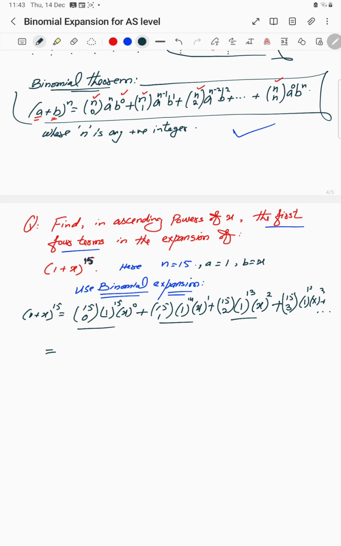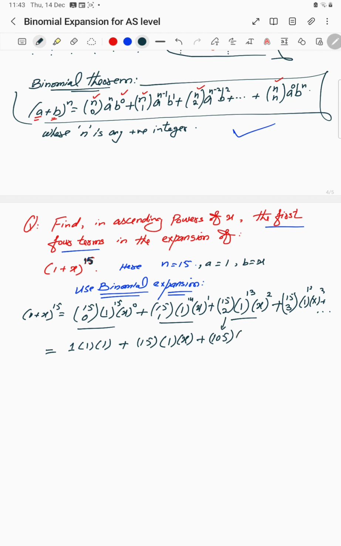So now with the help of the calculator, 15c0 will be 1, 1 power 15 is 1, x power 0 is 1. Similarly 15c1 is 15, 1 power 14 is 1, and x will be like this. 15c2, you can see, will be 105.